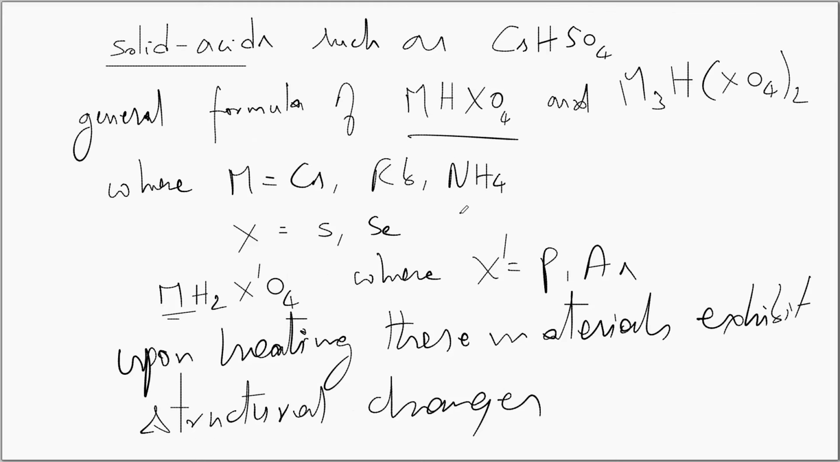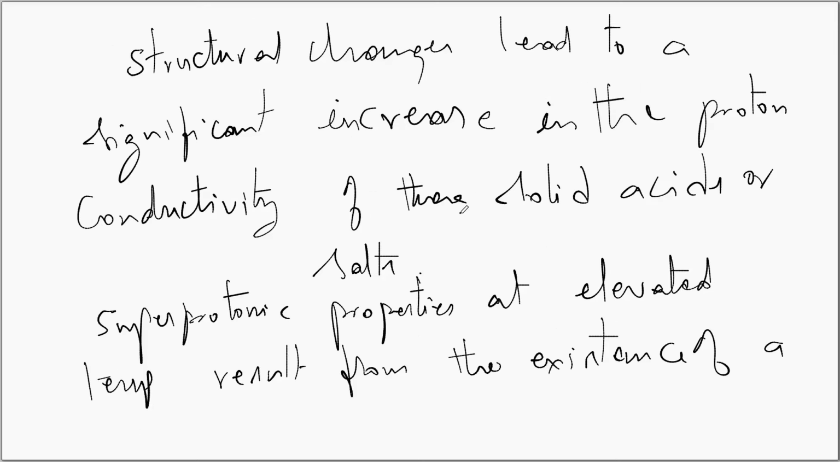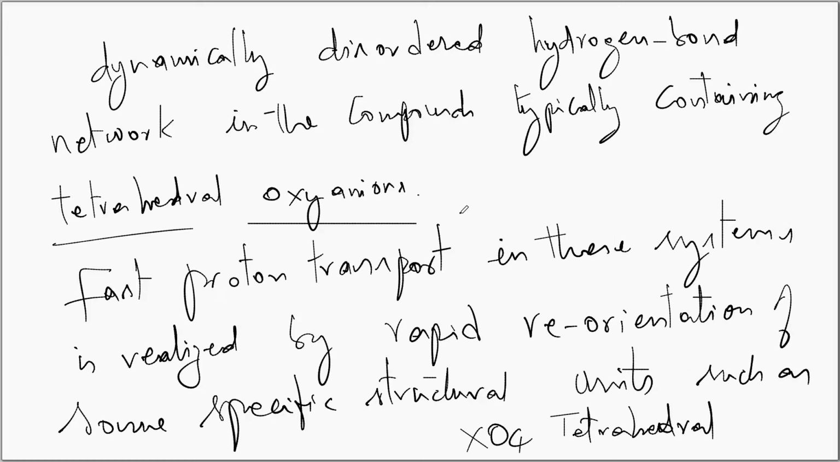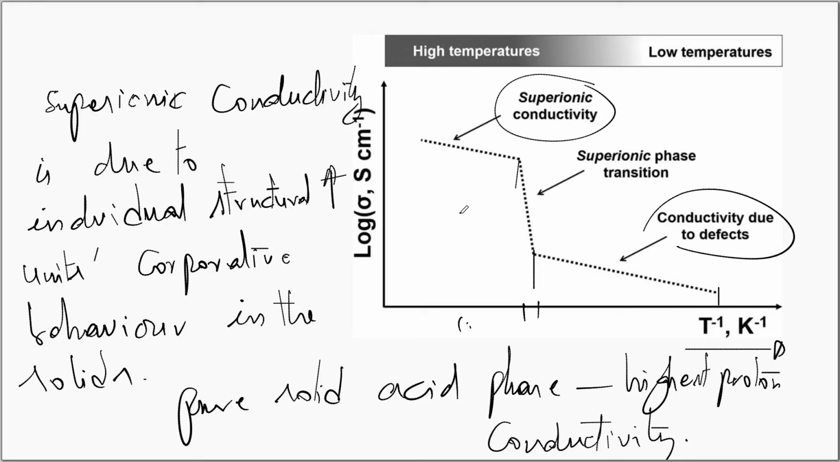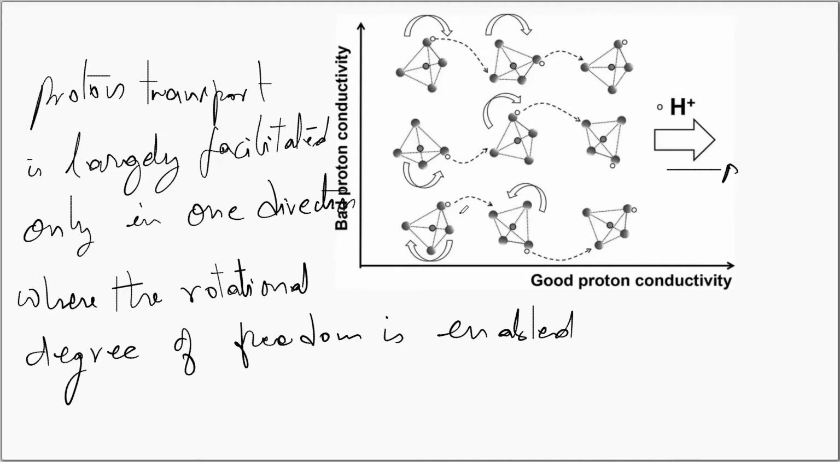In the case of solid acids, upon heating these materials exhibit structural changes, and the structural changes lead to a significant increase in the proton conductivity of the solid acids. We have seen how the superprotonic properties change at elevated temperatures, and the fast proton transport in the system. We plotted the logarithm of the conductivity along the y direction and inverse temperature in Kelvin along the x direction. We have seen the phase transition from conductivity due to defects to superionic conductivity. We have also seen the proton transport mechanism in the superionic conductors.